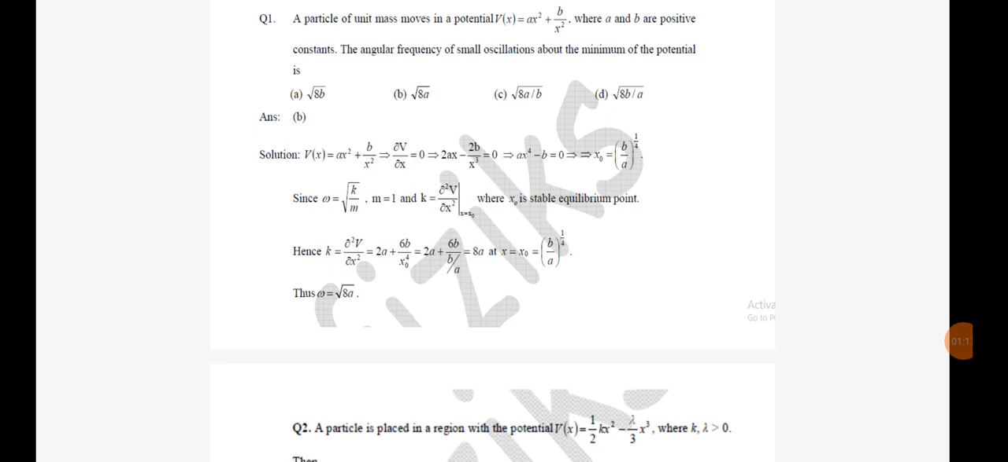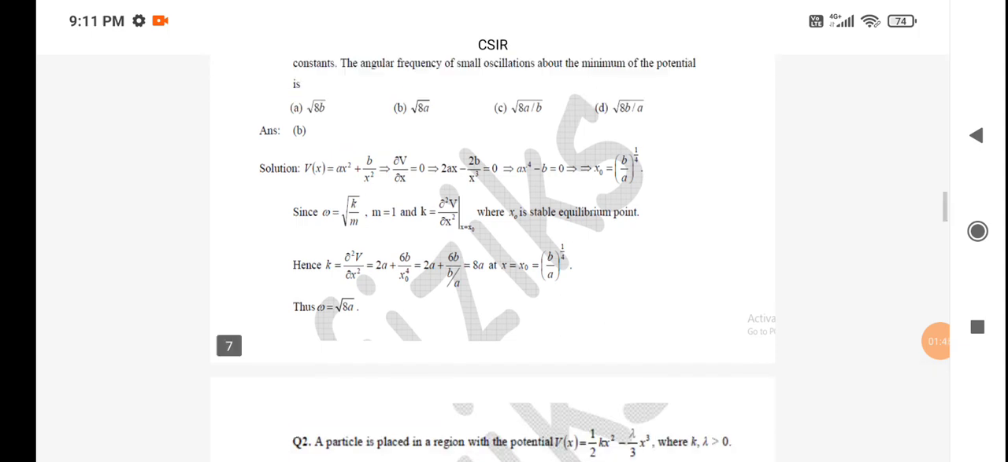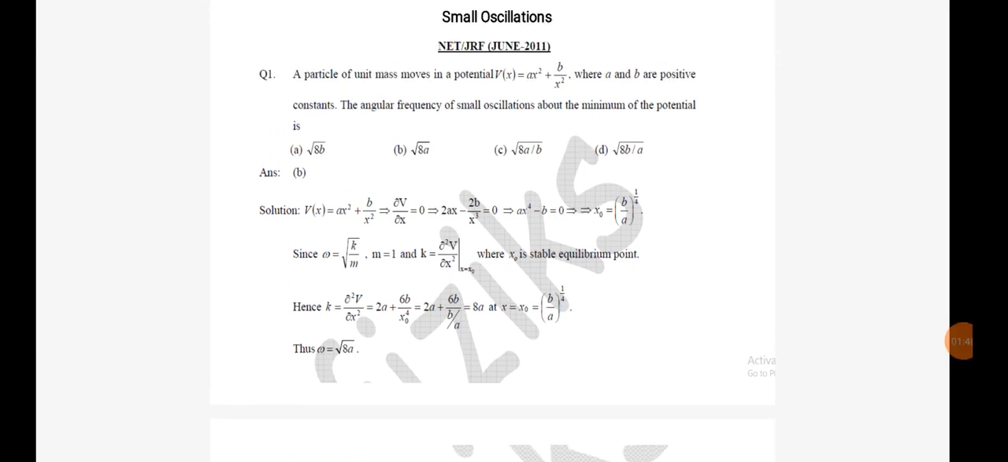The first step is we need to find the first derivative of the given potential, which is dou V by dou x, and set it equal to 0. This gives 2ax minus 2b by x cubed equal to 0, from which we find the value of x, which is b by a the whole power 1 by 4. And we all very well know the formula: omega is equivalent to square root of k by m. Since they have given a particle of unit mass, m is equivalent to 1, and k is equivalent to dou squared V by dou x squared.